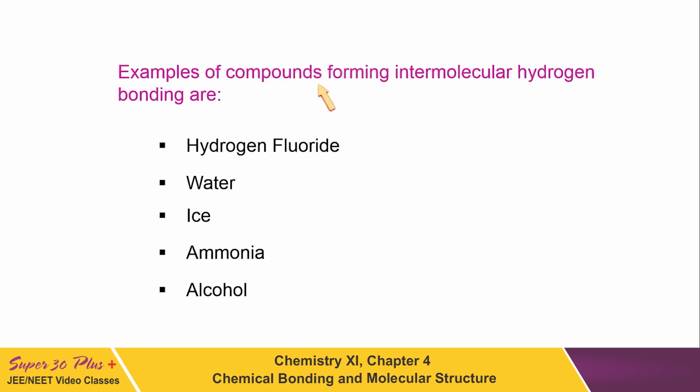Examples of compounds which form intermolecular H bond. Please remember the name, it is intermolecular, inter, in between the molecules. An example is HF, which we studied in the beginning of this class. Water molecule: there is H bond in the water molecule, but that too is intermolecular. Ice, ammonia, alcohol. Out of these compounds, in whichever example H bond is present, that will be intermolecular.